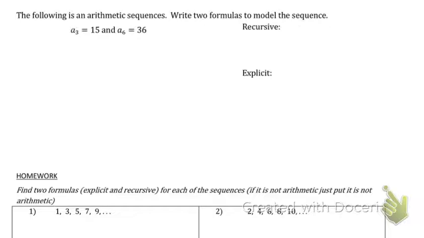The following is an arithmetic sequence. So they told you it's an arithmetic sequence. It says write 2 formulas to model the sequence. The problem is they don't give you the first term. They give you the third and the 6th term. So what's happening here is we have a sequence. You don't have to write this out every single time, but I'm just saying what's happening. So we have a sub 1, a sub 2. We know our third term is 15. We don't know our fourth term. We don't know our fifth term, but we know our 6th term is 36. And this is going to go on forever.